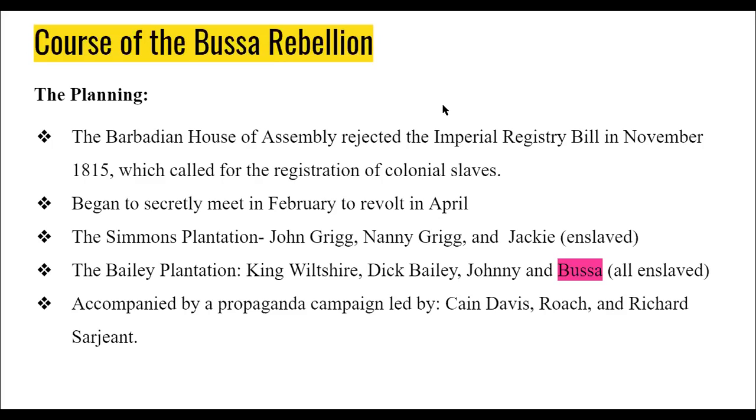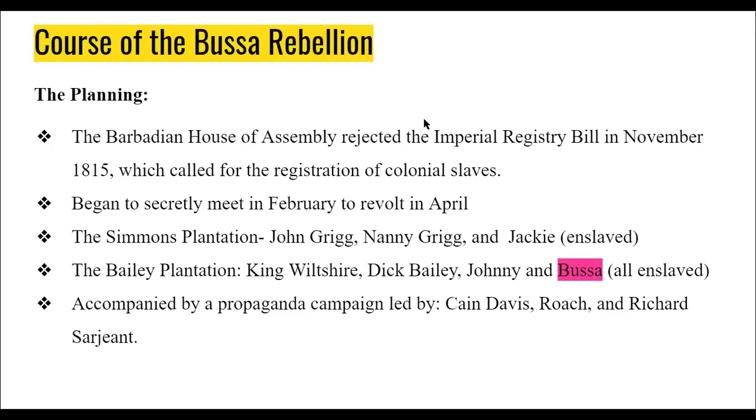So a part of the planning called forth first the choosing of the leaders on the estates. The Simmons plantation had Johnny Grigg, Nanny Grigg, and Jackie, and they were all enslaved. The Bailey plantation had King Wilshire, Dick Bailey, Johnny, and Bussa, and they were also enslaved. The enslaved people were also assisted by three free literate black men. They were King Davis, Roach, and Richard Sargent.